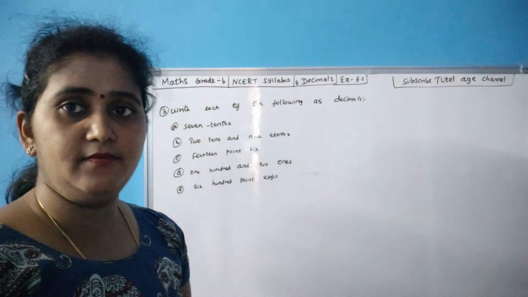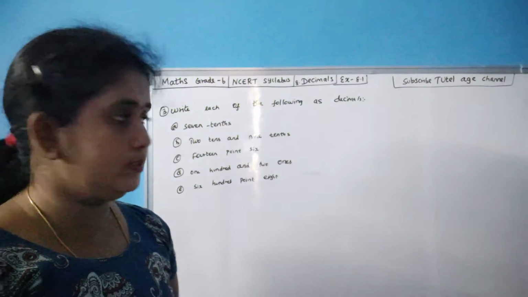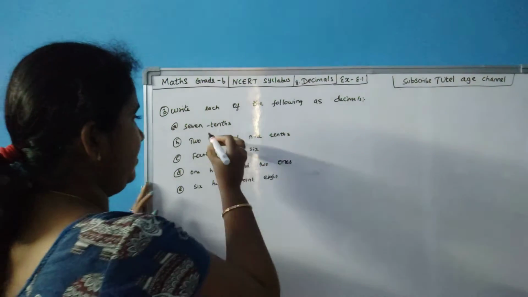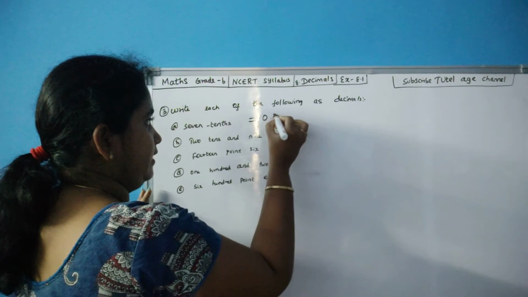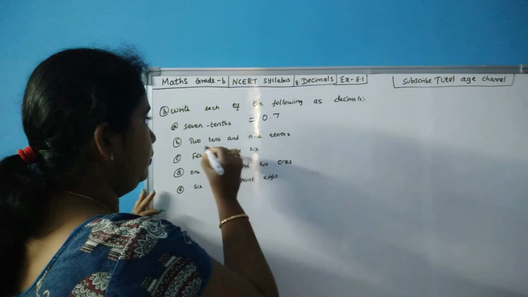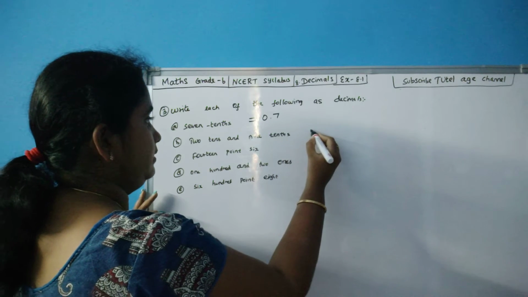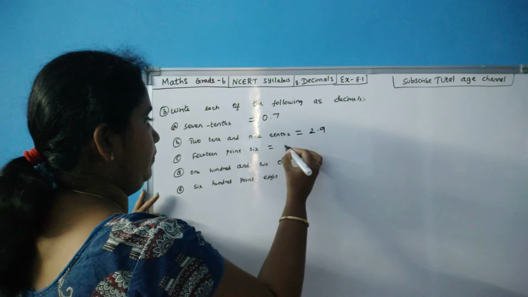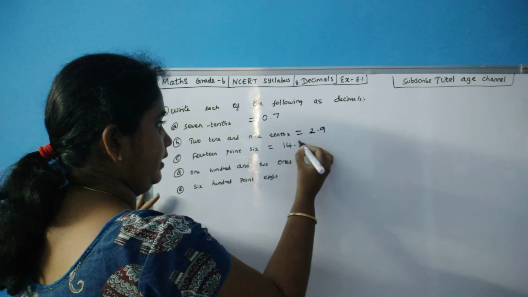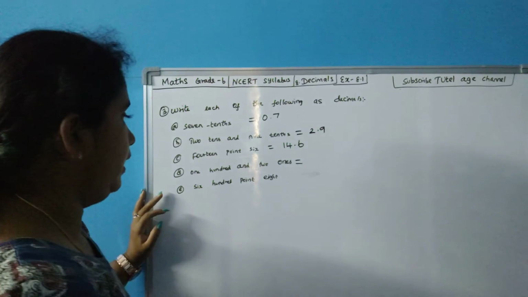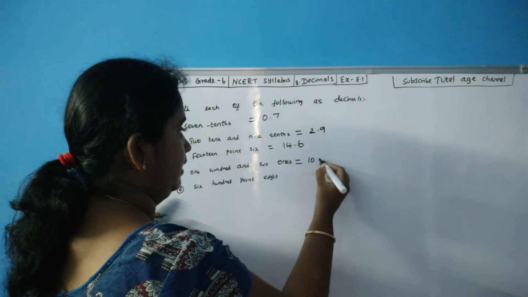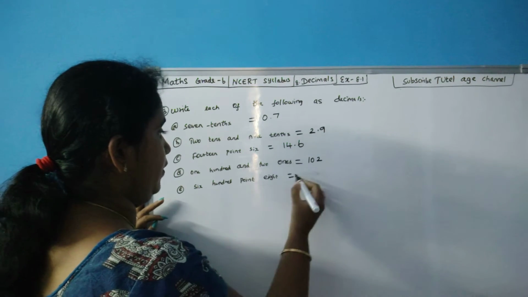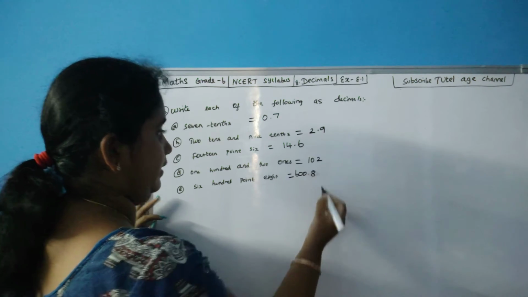Now words are given. You have to convert the words to numbers. Write each of the following as decimals. 7 tenths, that is nothing but 0.7. Next one, 2 ones and 9 tenths. That will be 2.9. Next one, 14.6. 102 ones. That's it. Next, there are no tenths in this sum. 600.8. So this is your answer.